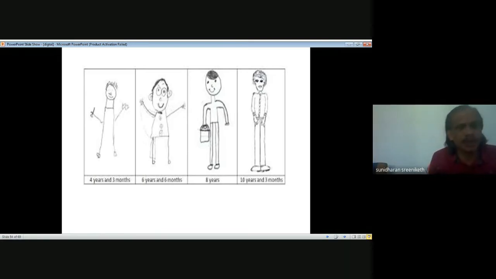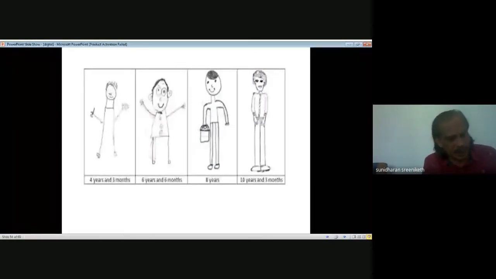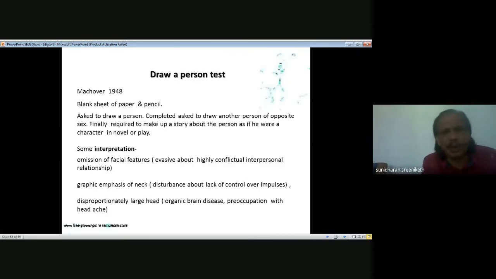So this test, as an intelligence test and personality test, you can understand the personality characteristics or intellectual capacity of the children by scoring, and there are different criteria for scoring. For measuring the intelligence, there are some criteria for understanding how the person draws each part in this drawing. For example, he draws the eye, then eyebrows, eyelids, then forehead, then ear, etc.